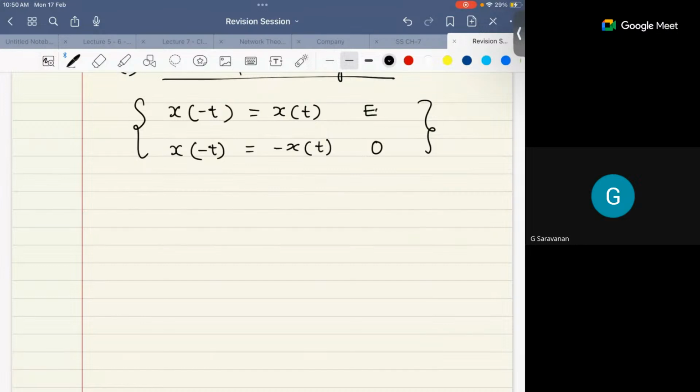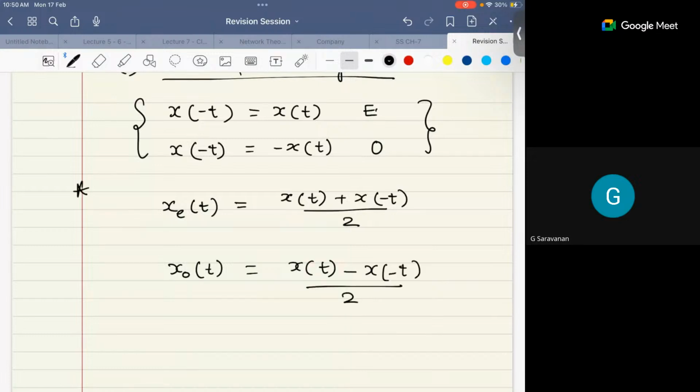So how do you calculate the even or the odd part? For any signal you will have an even part and an odd part. You can calculate the even part as x of t plus x of minus t upon 2, and the odd part as x of t minus x of minus t by 2.